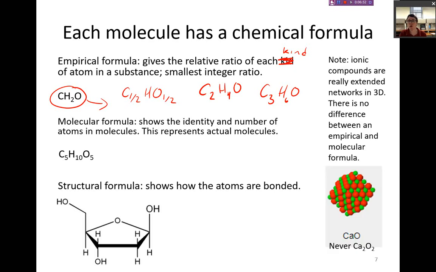And something that's important to note is that ionic compounds don't have a molecular structural formula in the same sense, because these form extended networks that are three-dimensional in shape, and so we don't distinguish between the empirical formula and a molecular formula because we're only ever looking at that lowest whole number ratio, and then it replicates itself over really thousands and millions of copies. So you would never see something like Ca2O2. You always reduce down to the lowest whole number ratio when it comes to ionic compounds.